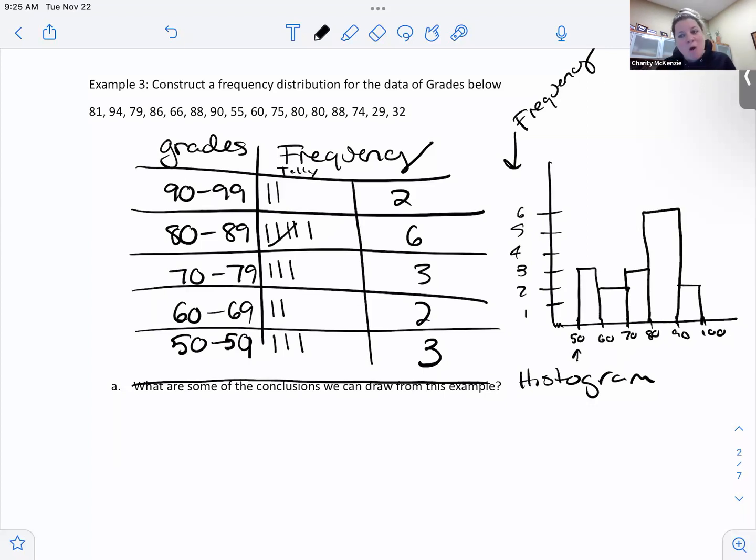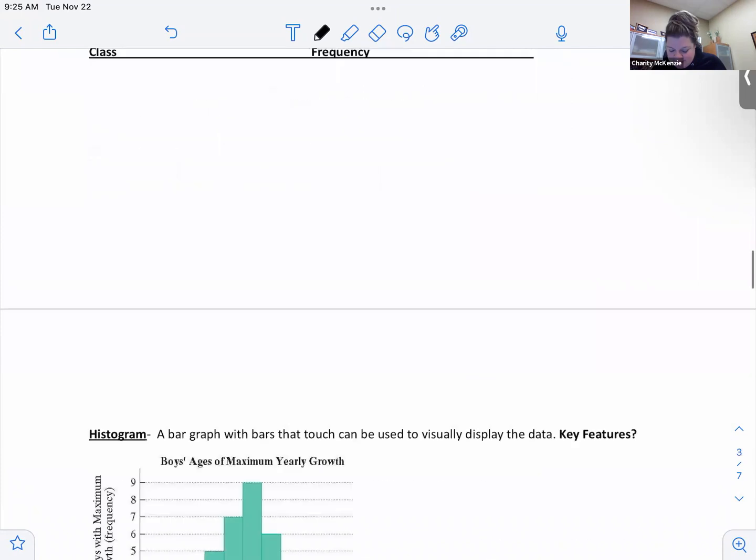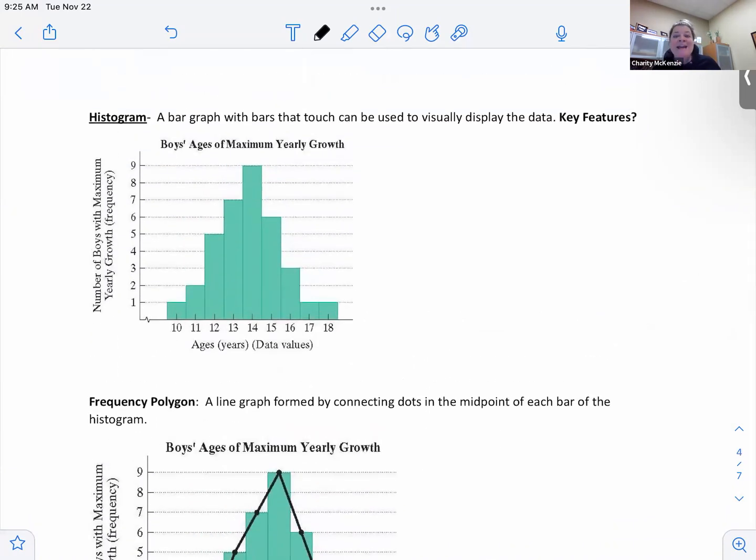So a histogram shows frequency and a frequency table shows frequency. So these show the same thing, just sometimes we like a graph better than we like the table. Same thing though, shows frequency. So go down here, you can see a histogram. The key features really are that your bars touch and it's used to display frequency. So visually display the data. And then I want you to add shows frequency. Okay.